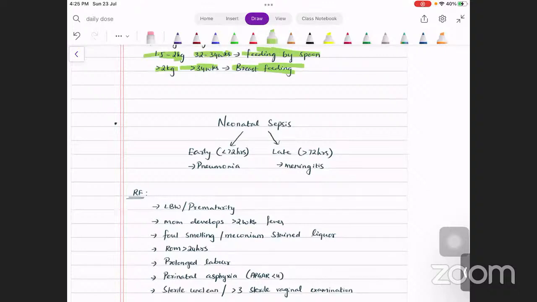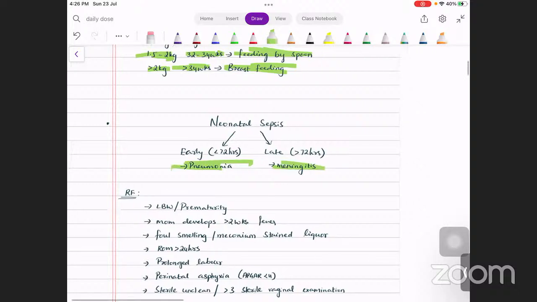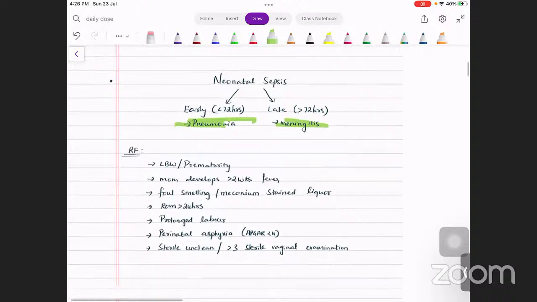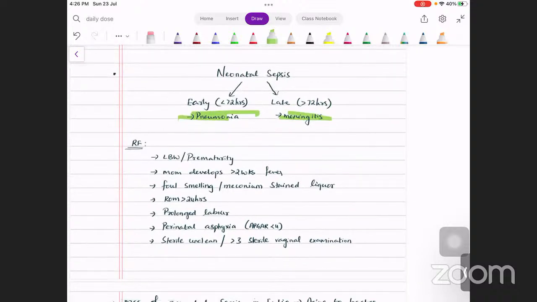And apart from that, early neonatal sepsis and late neonatal sepsis. Early neonatal sepsis is associated with pneumonia, while the late one is associated with meningitis. What are the risk factors for this neonatal sepsis, people?